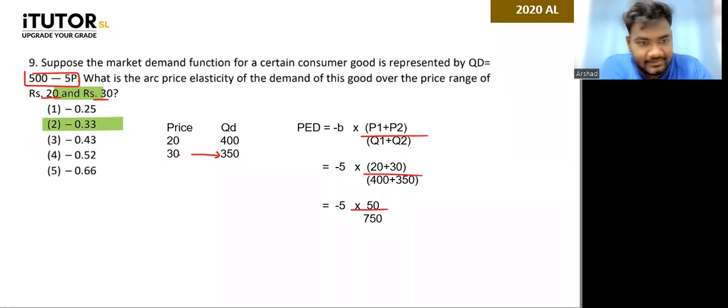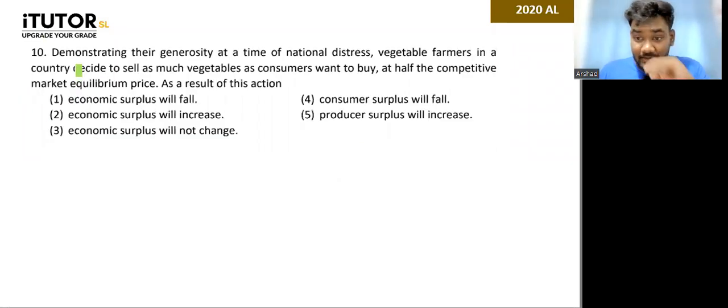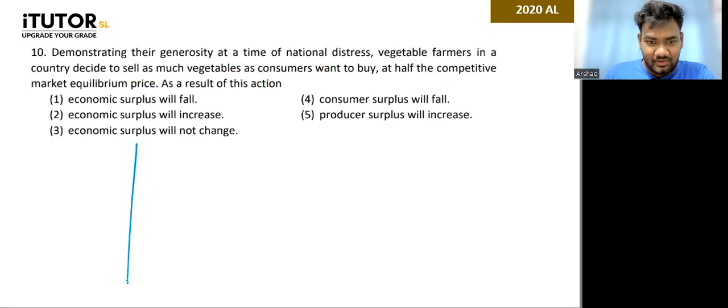Okay. Right. Then going to the next one. Question 10. This is a good question. Demonstrating their generosity at the time of national distress. Let's say tsunami or COVID or something has happened. Vegetable farmers in a country decide to sell as much vegetables as consumers want to buy at half the competitive market equilibrium price. As a result of this action, what will happen? Let's try to figure this out. Interesting story.